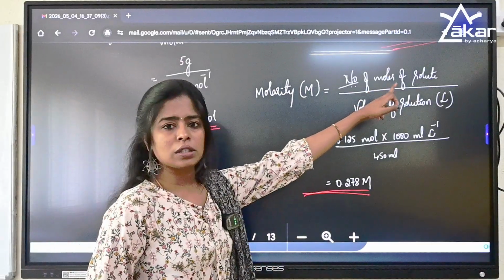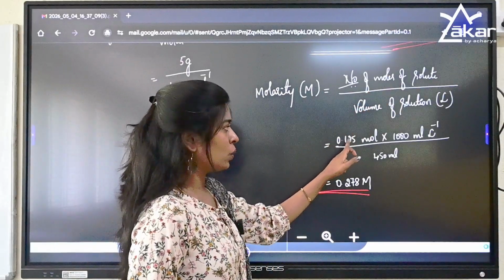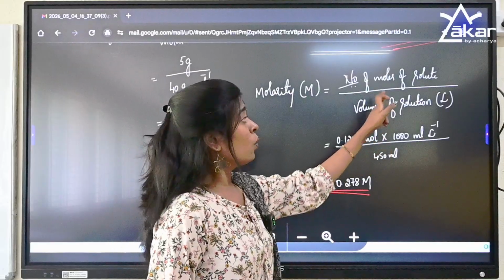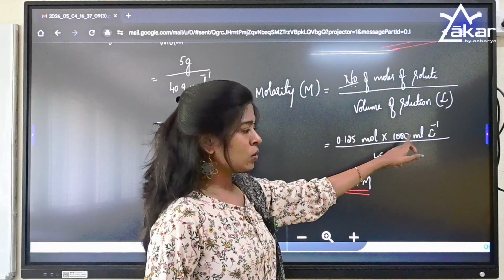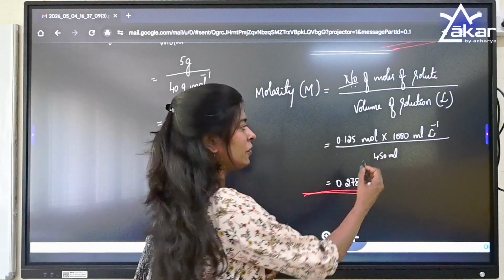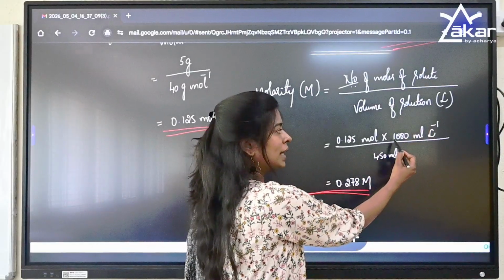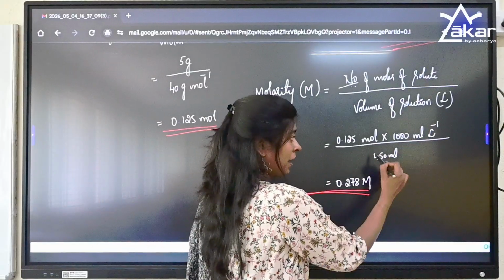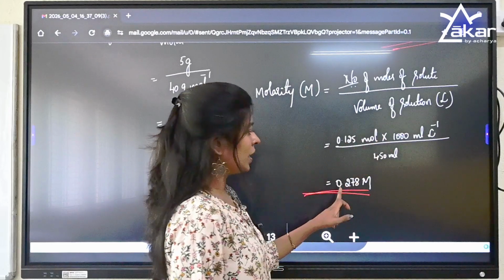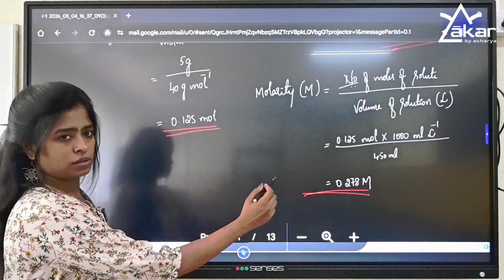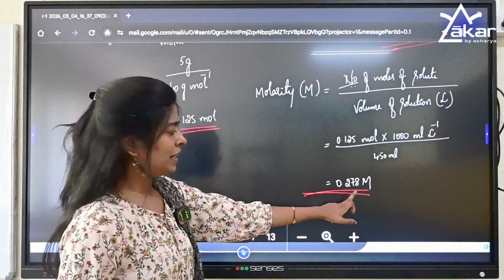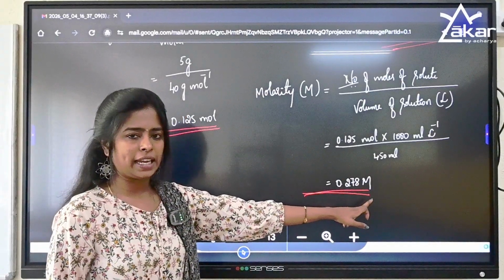So number of moles of solute, that is 0.125 moles, into volume of the solution, which is 450 by 1000 ml per liter. So if you send that 1000 to the numerator, you will get 1000 ml per liter by 450 ml. If you substitute this, you will get 0.278 molar. This is molarity, so 0.278 M.